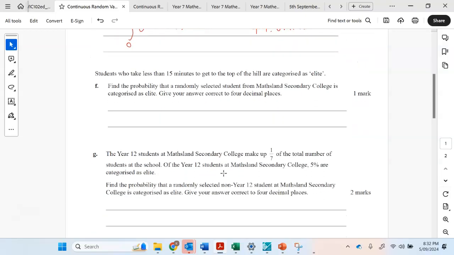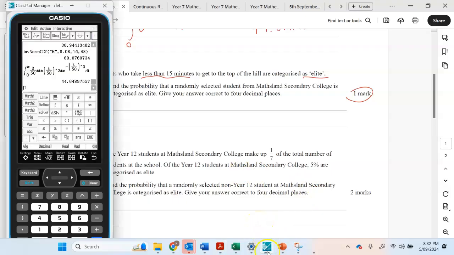All right, students who take 15 minutes to get to the top of the hill are regarded as elite. So less than 15 minutes, categorized as elite. Find the probability that a randomly selected student from Mathsland Secondary College is categorized as elite. So we're only doing 1 mark, so I don't have to actually show any notation there. We can just go straight onto our calculator.